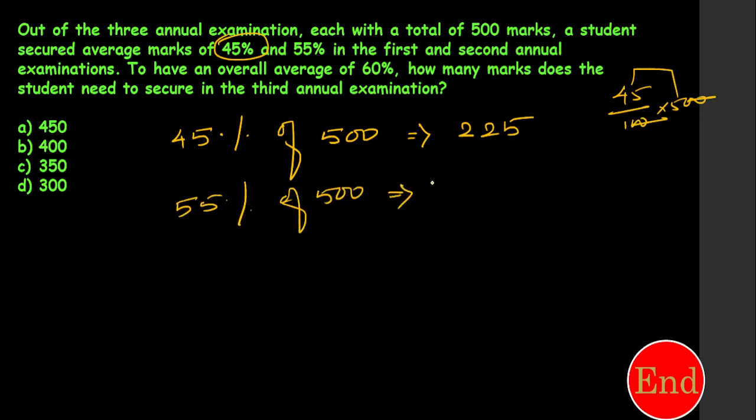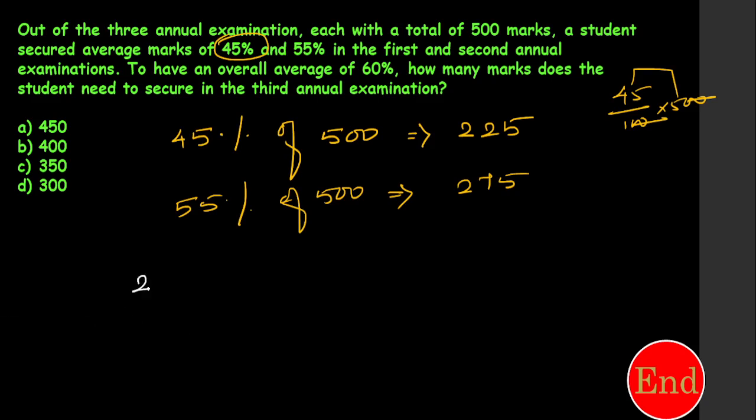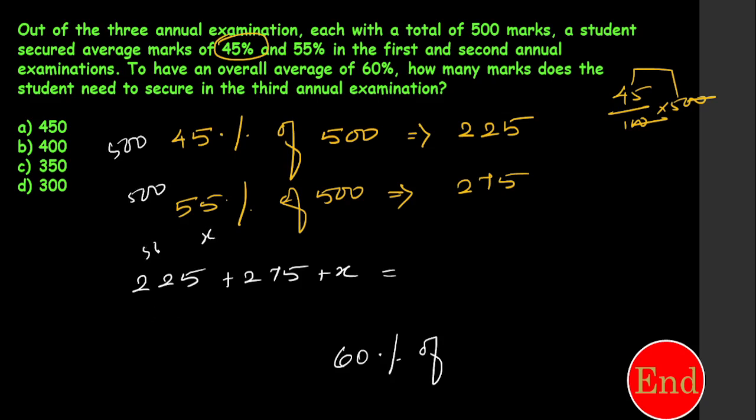So I will write 275. That's it, simple. There are 3 subjects. For 2 subjects the marks I got are 225 plus 275, and there is 1 more mark, right? Overall percentage is 60. So 60% for 3 subjects, first subject out of 500, this out of 500, X out of 500. So totally 1500. Out of 1500, 60% is 900. So 900 marks he got.